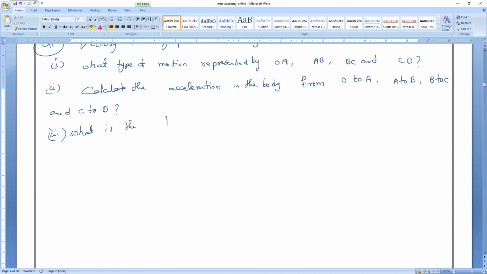What is the distance covered by the body from 0 to 2 seconds?